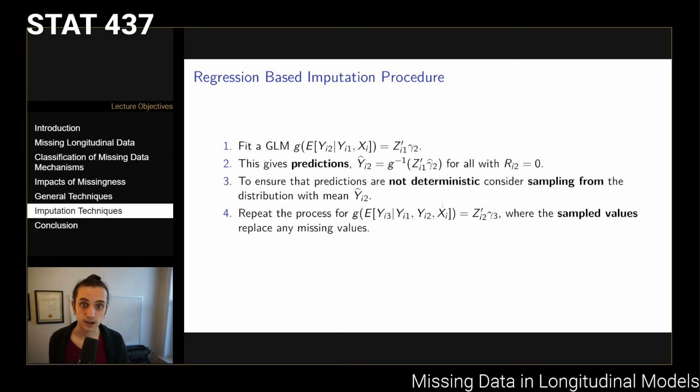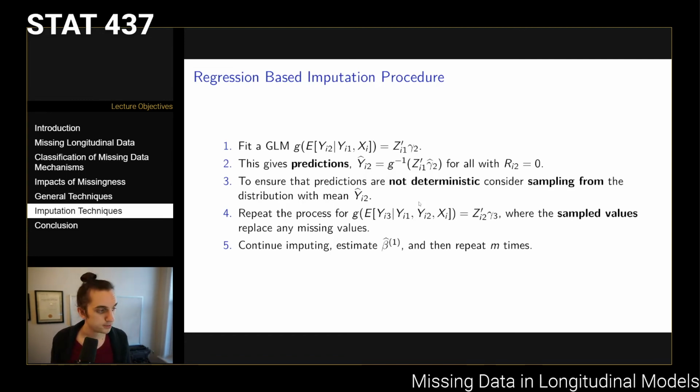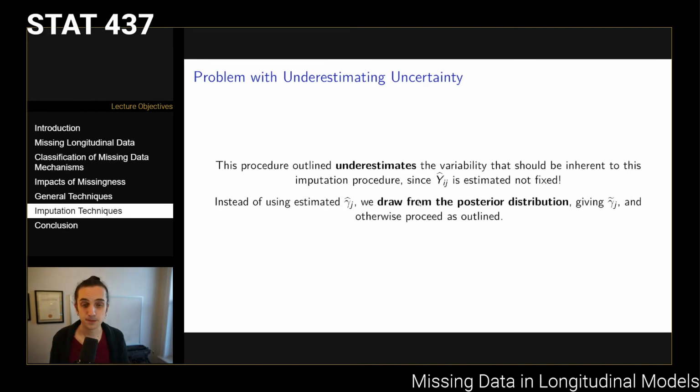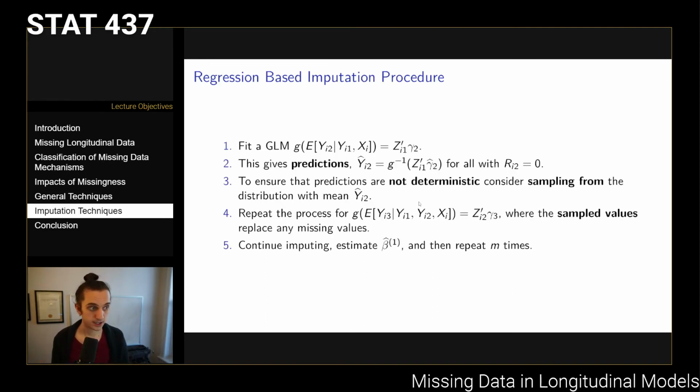Then we can repeat the process at time point 3, where now we can condition on yi1, yi2, and xi. And we can condition on that for those individuals that have missing values where we've plugged in yi hat for yi2, right? And so we can continue this for all of the stages up to k. And then that gives us our estimate beta hat 1, and then we repeat this m times for the multiple imputation.